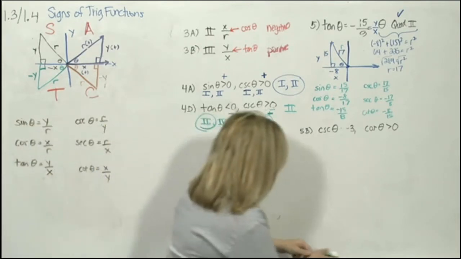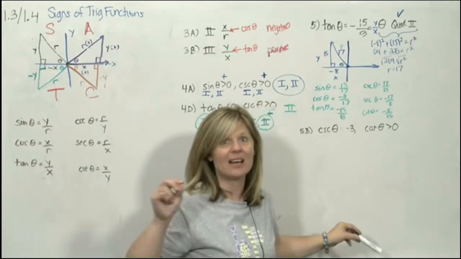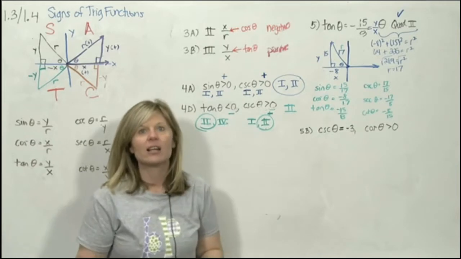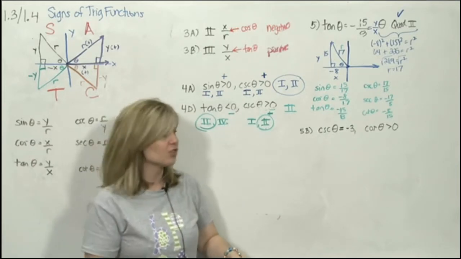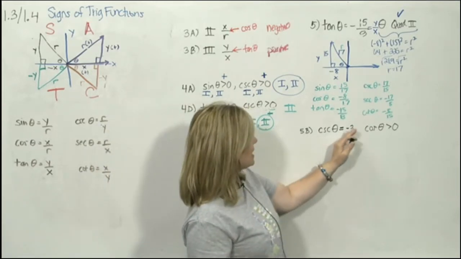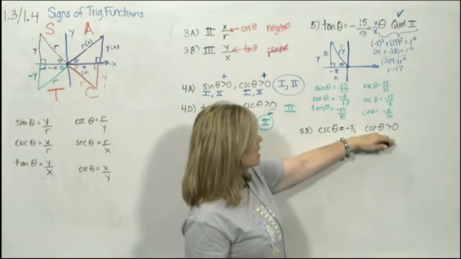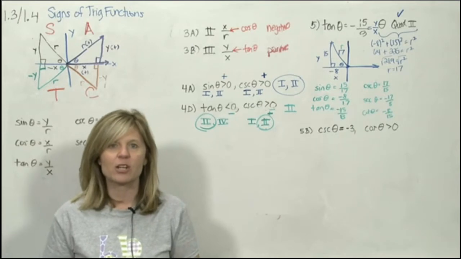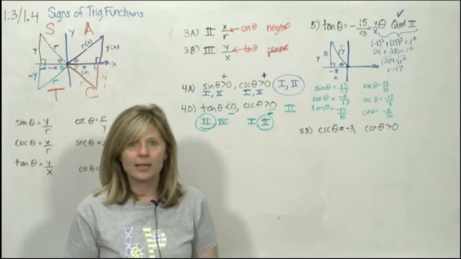Okay, I'm going slow because I want to make sure you really get the definitions. So the next one, it says to find the 5 remaining trig functions given cosecant theta is negative 3 and cosine theta is greater than 0. If they give you 2 clues, they expect you to use both.